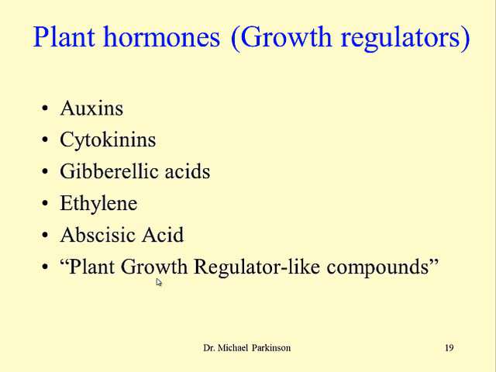Plant hormones are needed in small amounts, and there are 5 groups of plant hormones or plant growth regulators. You'll see that I use the terms interchangeably. So auxin, cytokinins, gibberellic acid, ethylene and abscisic acid are proven hormones or plant growth regulators. These have effects at micromolar concentrations.